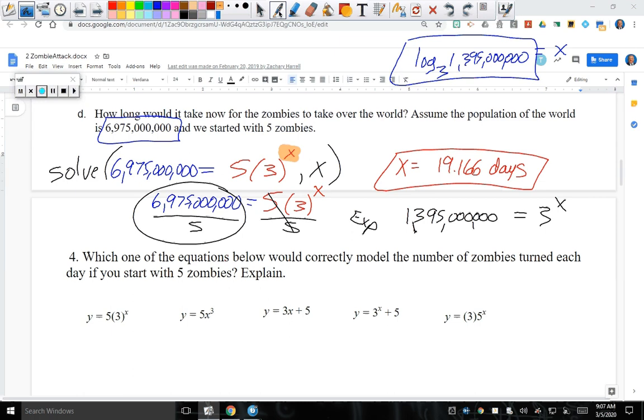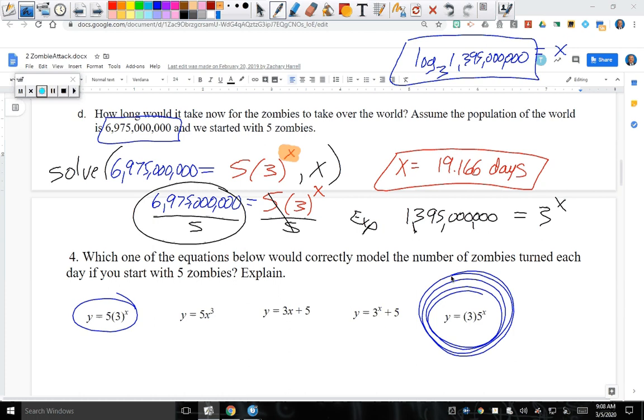Which one of the equations below would correctly model the number of zombies turned each day if you start with 5 zombies? Guys, which one of these, 1, 2, 3, 4, or 5, would do this correctly? We already know it, right? We're way ahead of the game. You learned it really, really quickly. Can someone tell me what this one is talking about? If you start with 3 zombies and you turn it into 5, multiply by 5 each jump.